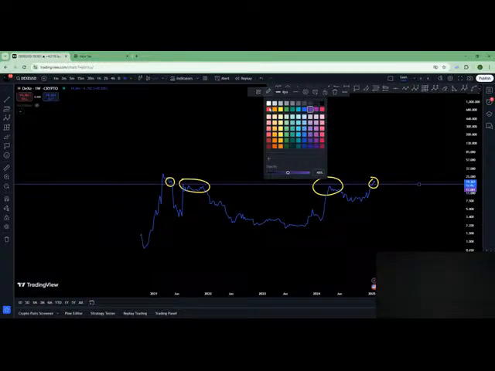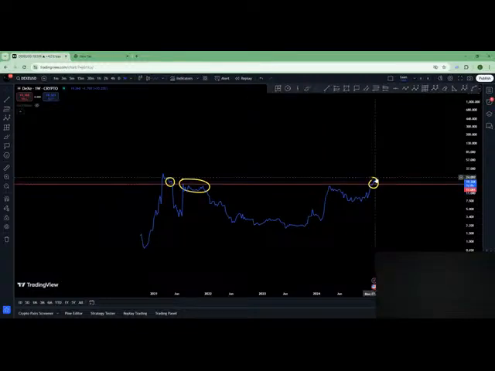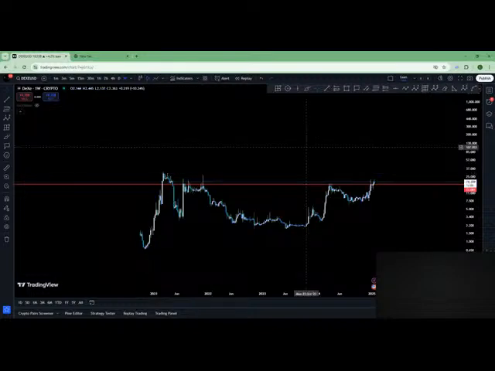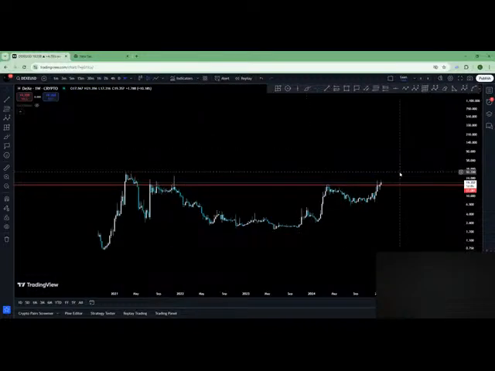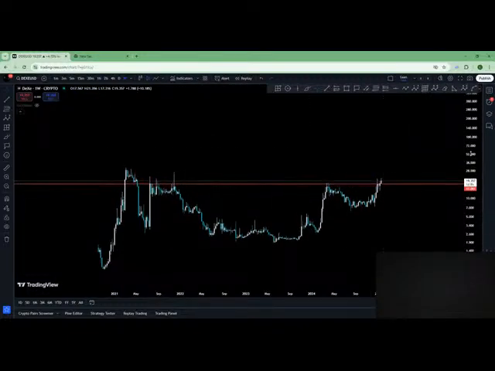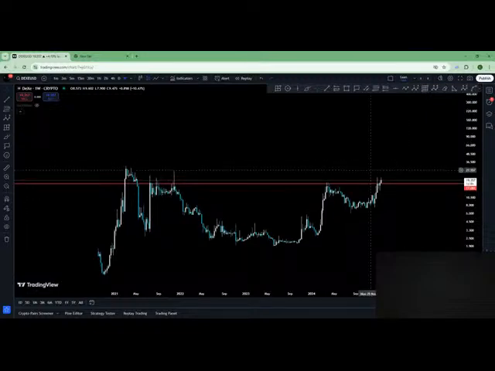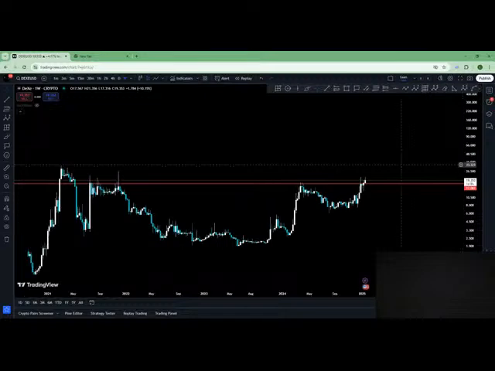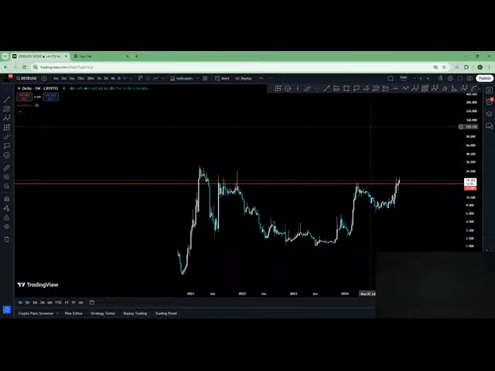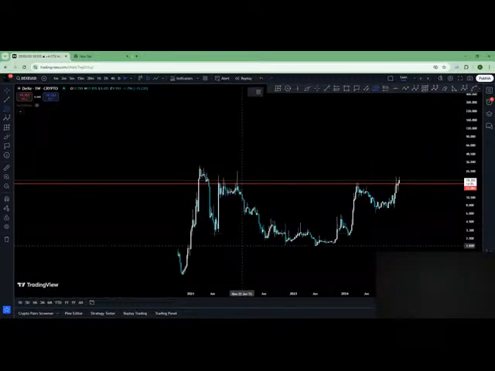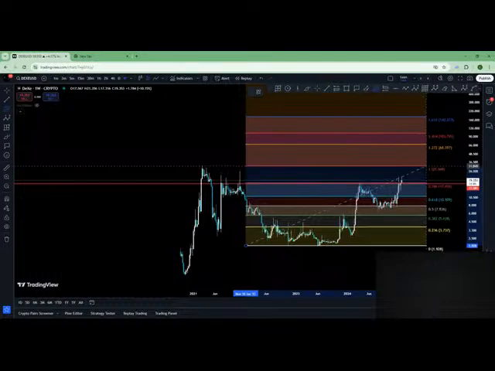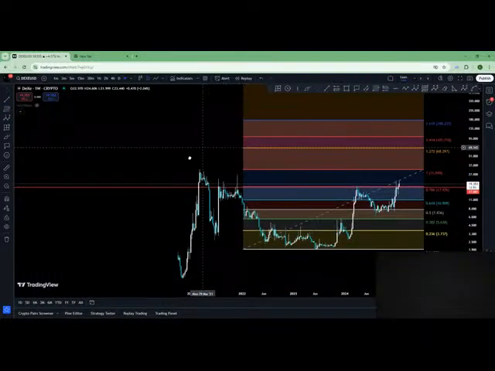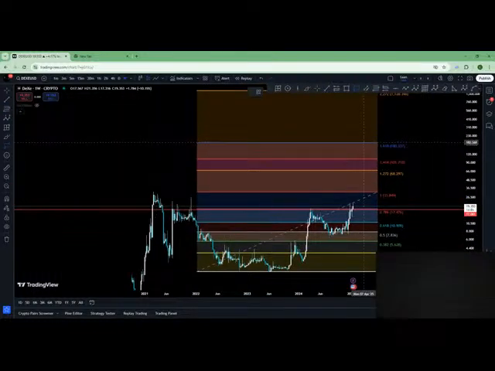We'll go with the red color. So I'll undo the marks, and it has successfully made a close. Okay, so wait for the weekly candle to close above this. Wait for the candle to close above that. So if they close successfully, then the target that we expect is $180. Okay, this is the target that we expect for this coin.